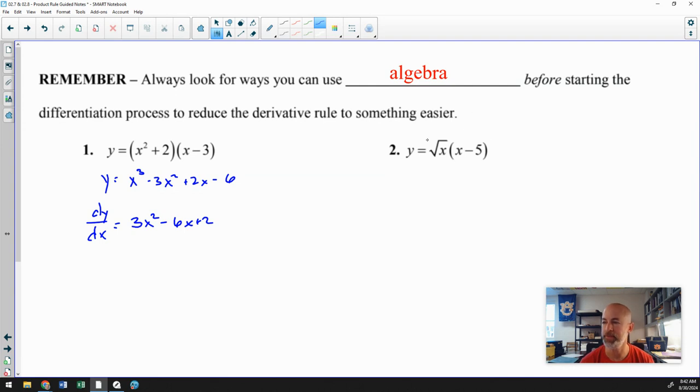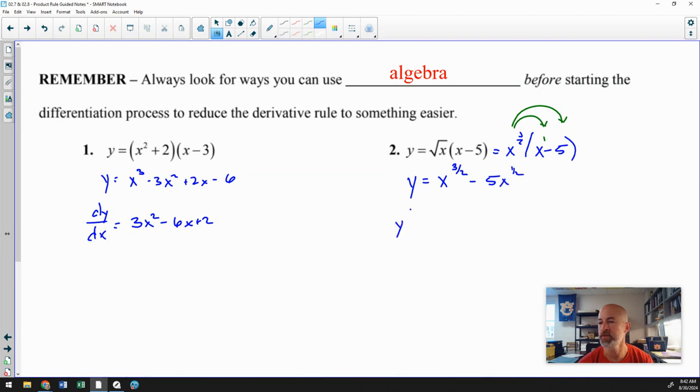Number 2, it is a product. However, it would be easier, in my opinion, to rewrite root x as x to the 1/2. And now I can distribute the x to the 1/2. And yeah, there are fractions, and we have to add 1/2 plus the 1 when I distribute that. But I still think that's easier than going through the product rule. So y, my original function, as I distribute, would be x to the 3/2 minus 5x to the 1/2.